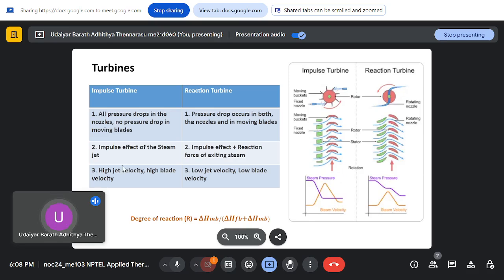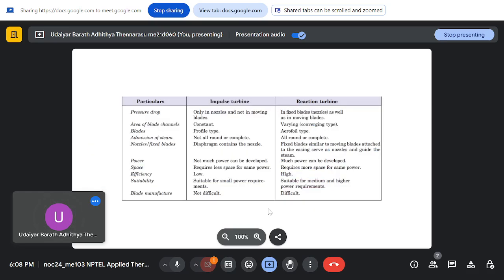So in impulse turbine there is a high jet velocity, high blade velocity, but in reaction turbine there is low jet velocity and low blade velocity. So what is degree of reaction? In the reaction turbine there is a term called degree of reaction. That is nothing but the enthalpy drop across the moving blade divided by the total enthalpy drop across the fixed blade and the moving blade. So that is called the degree of reaction. So it's a comparison of both the turbines.